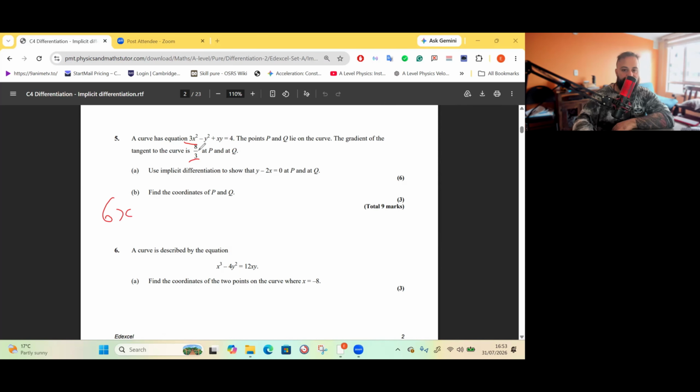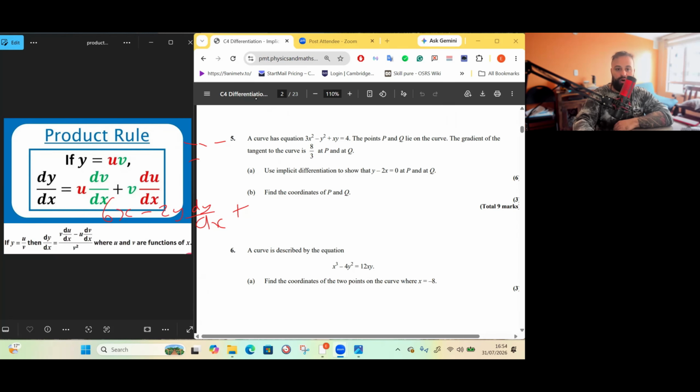So this is 6x. Do that one, which is minus 2y dy by dx plus xy. Now, xy, we have to use the product rule. So the product rule is shown over here. So we're going to say that u is equal to x, v is equal to just a y. If I do dv by dx, I just write dy by dx, and du by dx is just going to be the number 1, and then I just plug this in.